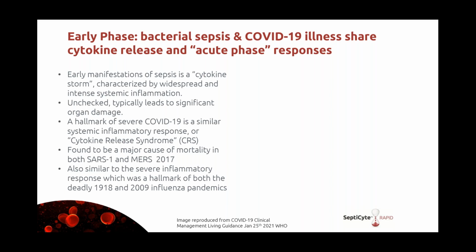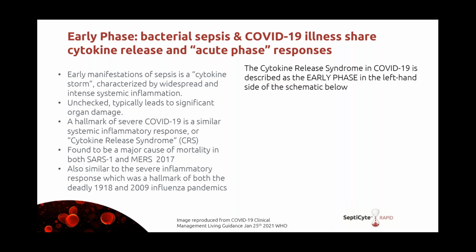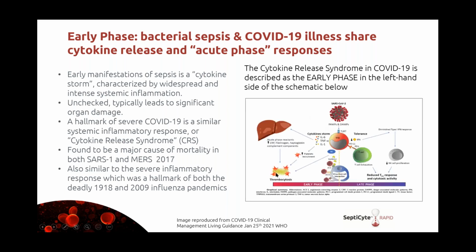Interestingly, a similar response was seen in those patients who died of SARS-1 and MERS in 2017. And when one reviews the severe inflammatory response that was seen in the 1918 and 2009 influenza pandemics, a similar response was noted. The cytokine release syndrome in COVID-19 is described as the early phase and is shown in this portion of this diagram, showing early release of the cytokine storm with IL-6 and IL-1 and resulting in increase in CRP, fibrinogen, haptoglobins, and thrombocytosis, which are all seen both in bacterial sepsis and in COVID-19 severe illness.